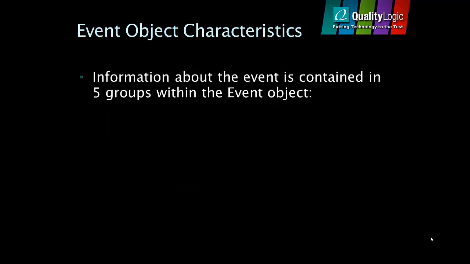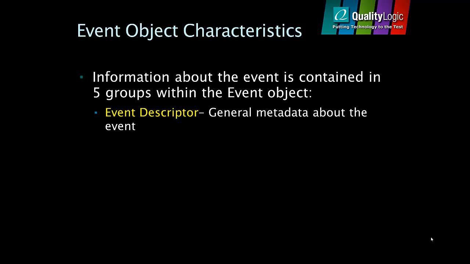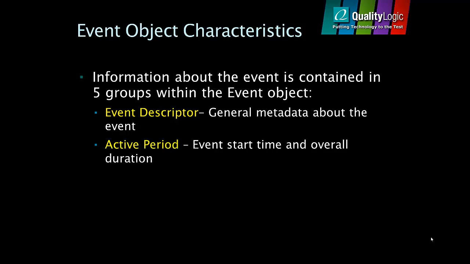Information about the event is contained in 5 groups within the event object. The event descriptor contains metadata about the event, such as the DR program name and a unique ID to track the event. The active period defines the overall event timing characteristics, such as the start time and the duration of the event.